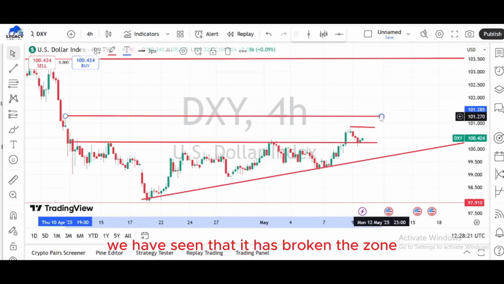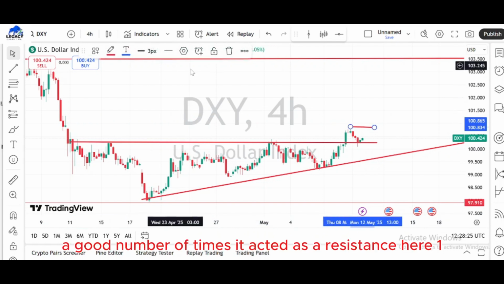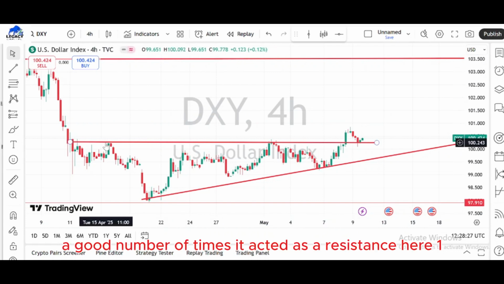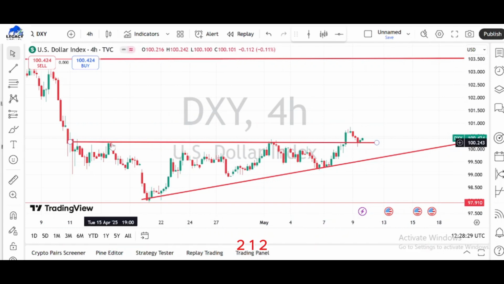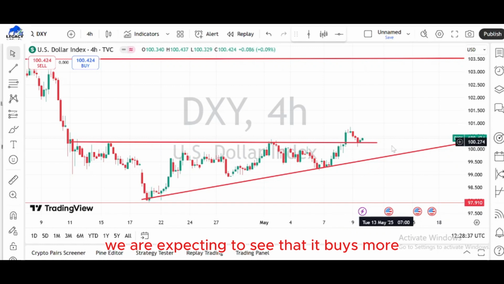But from the 4 hours, we have seen that it has broken the zone that has acted as resistance a good number of times. It acted as a resistance here, 1, 2, 1, 2, 3, and then at the 4th time it broke it, so it retested it back. Now we are expecting to see that it buys more.